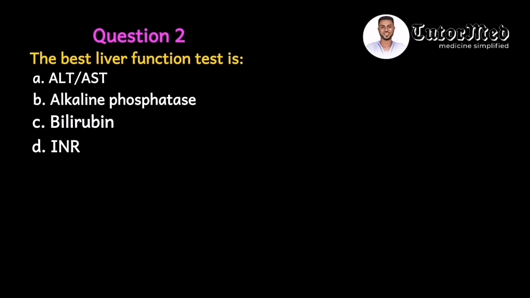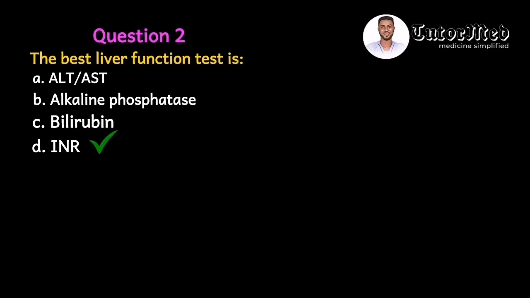If option D is your answer, then you got it right. Of the above, only the INR is a true test of the liver's function. It examines the liver's ability to produce vitamin K dependent clotting factors: Factors 2, 7, 9, and 10.